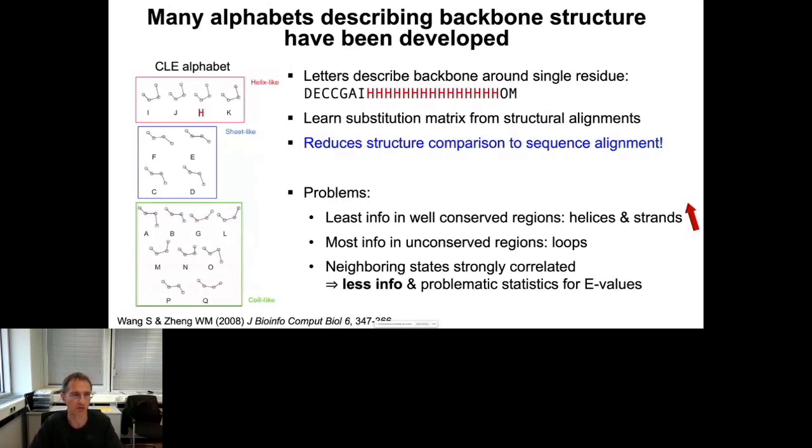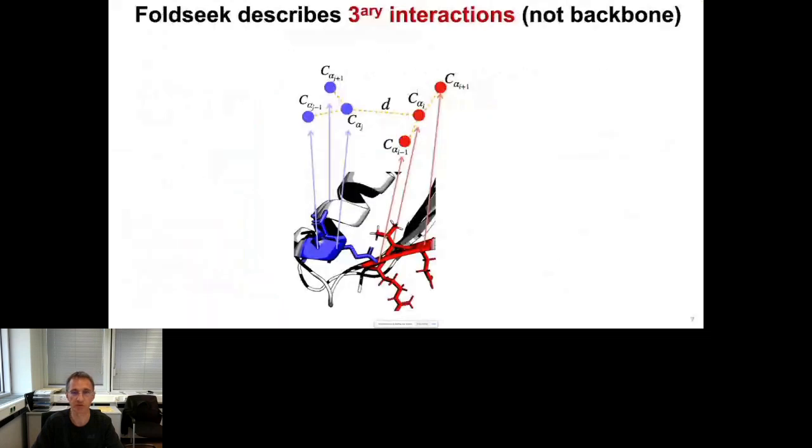And these helices and strands are mostly described in rather uninformative stretches of H's or sheet-like states, whereas the most information is expended in regions, in loops, where you actually have the least conservation. For example, these 9 coil-like states are very detailed, but often used in loops where they're not really conserved. And on top, you have this very strong dependence of neighboring residues on each other, which reduces the total information.